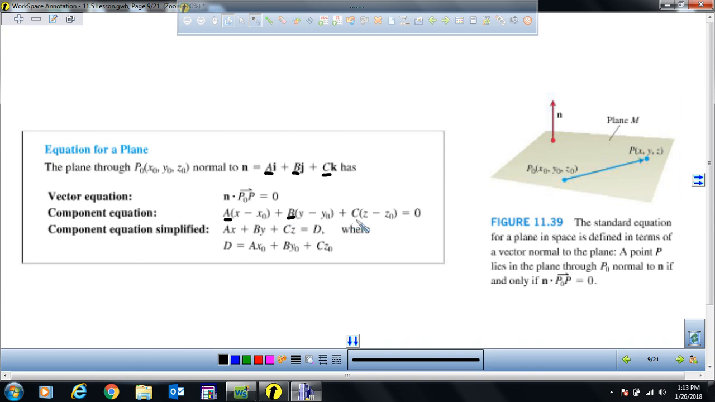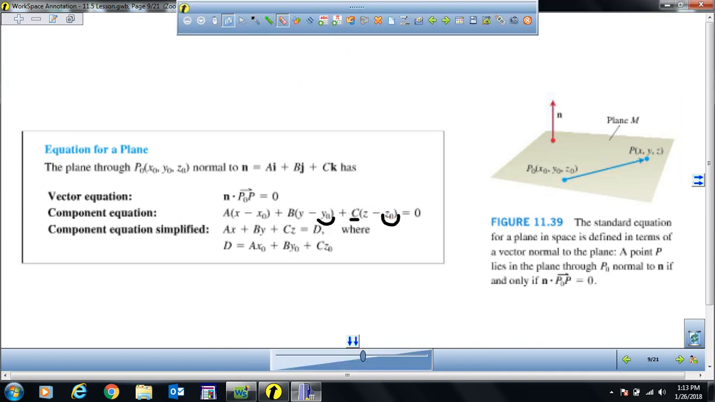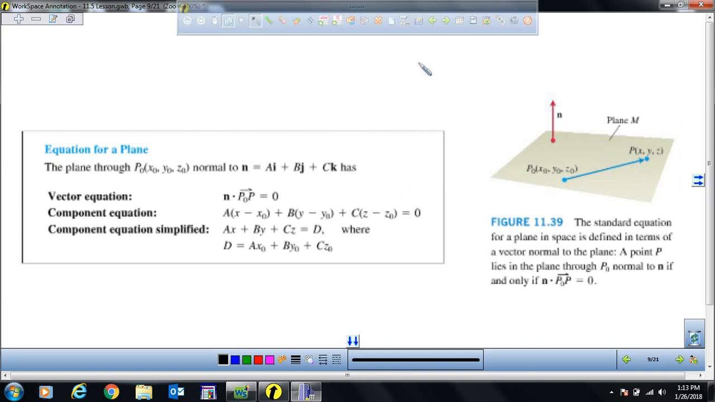So these are the 3 components for the plane, and to find the equation, this is called the component equation, which is ax plus by plus cz equals some constant. But to find that constant, we're going to be utilizing our initial point. This x0, y0, and z0 will be any point that lies on the plane. Any point that lies on the plane, we can use as our initial point. And that will help us to obtain the equation of a plane that is normal to some vector.